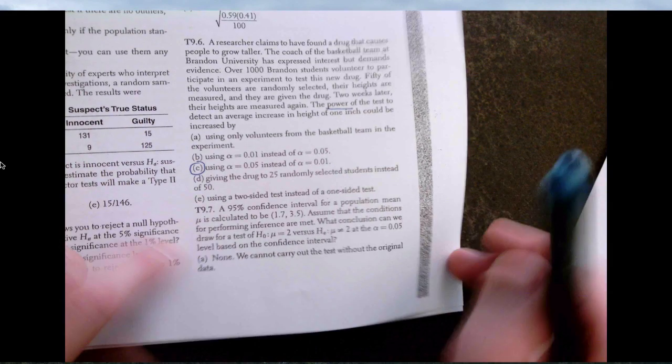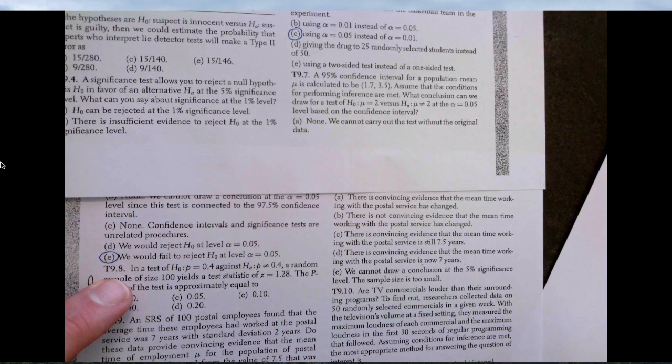Okay, so we would fail to reject. All right, so in 7, none, we cannot carry out the test, not true. Okay, B, none, we can draw none. Okay, so here we go. E, we would fail to reject it at the alpha equals 0.05 level. That is true. Okay, so our answer to that one was E.